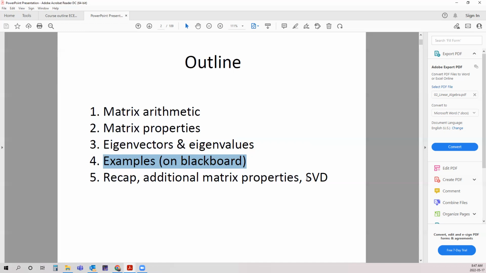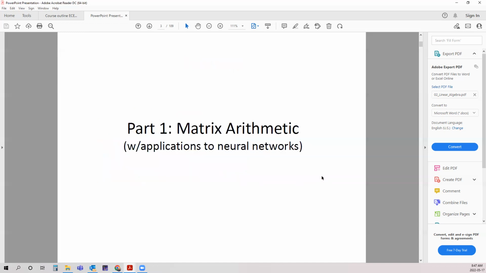And as I mentioned before, you should have prior knowledge about this, but just to let you know what you are going to need when you study machine learning techniques. So, matrix arithmetic, and this will be with application to neural networks.